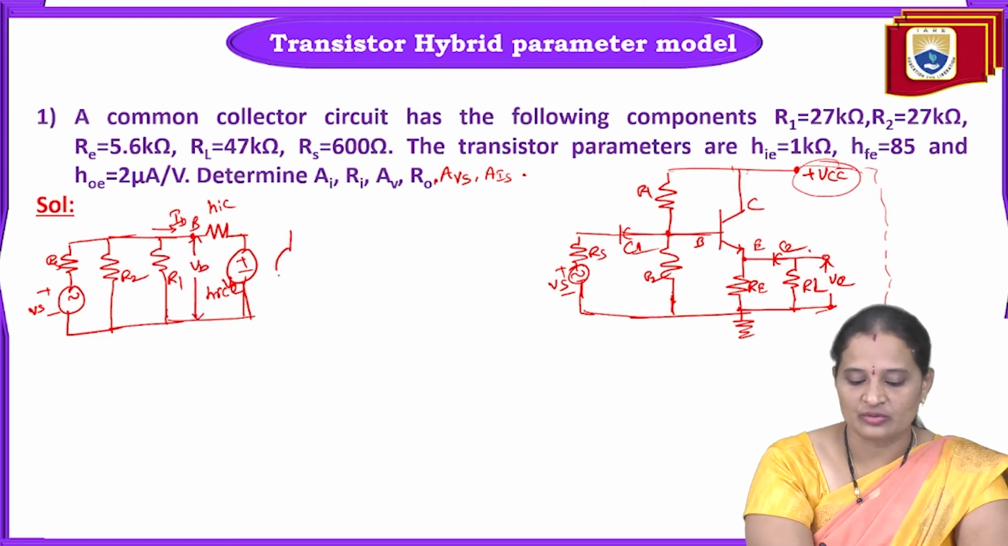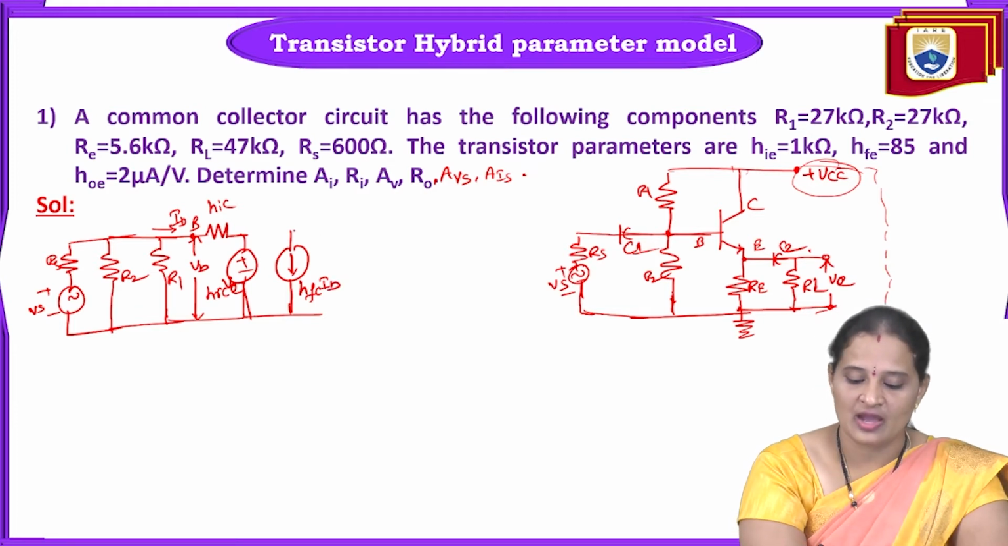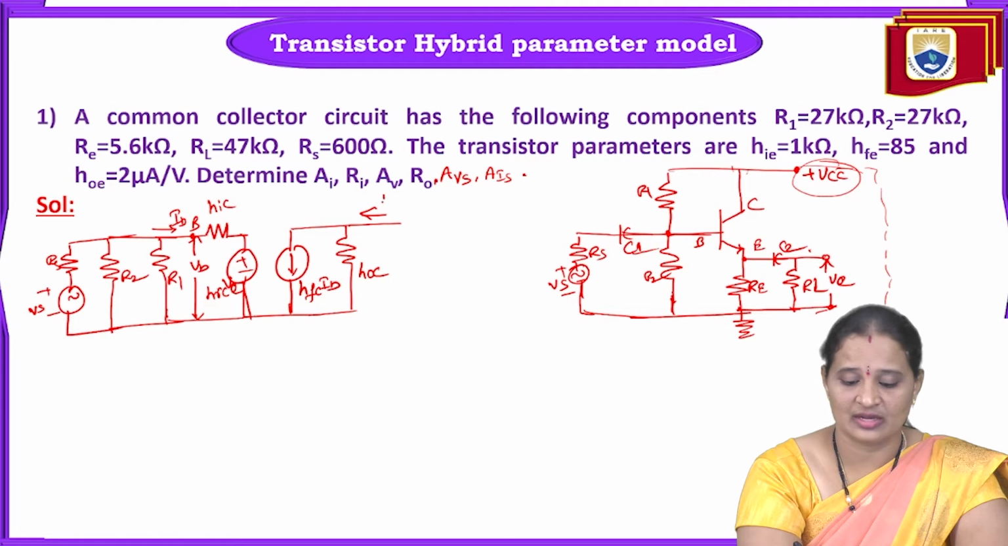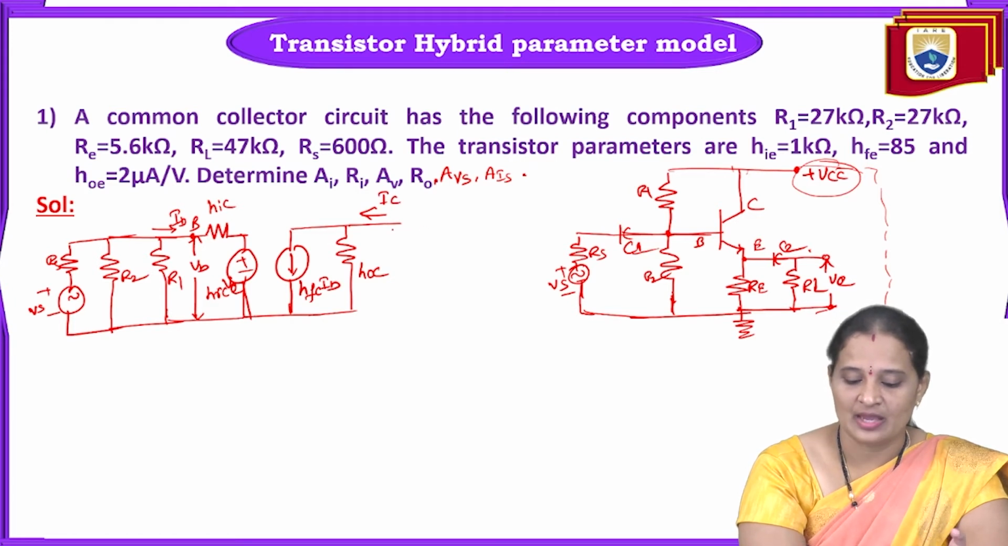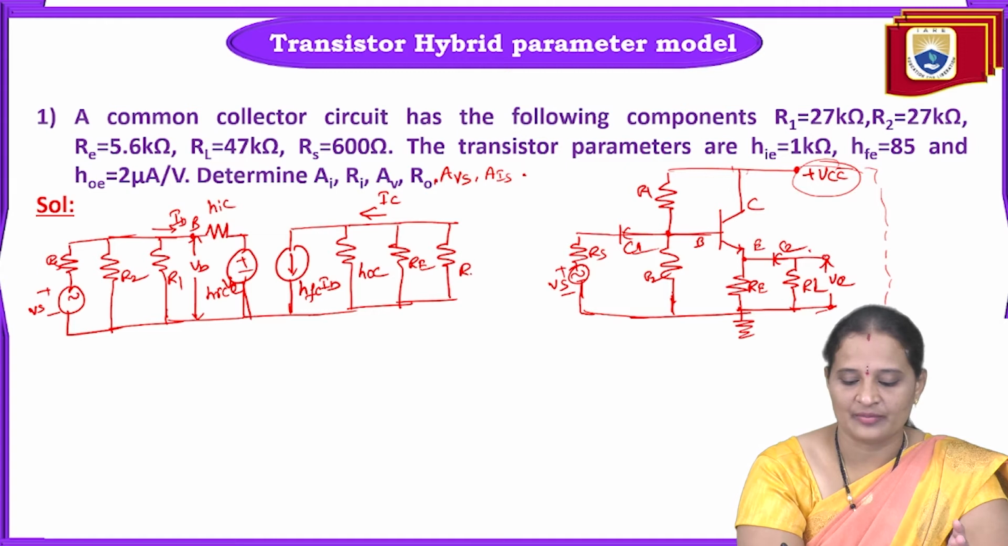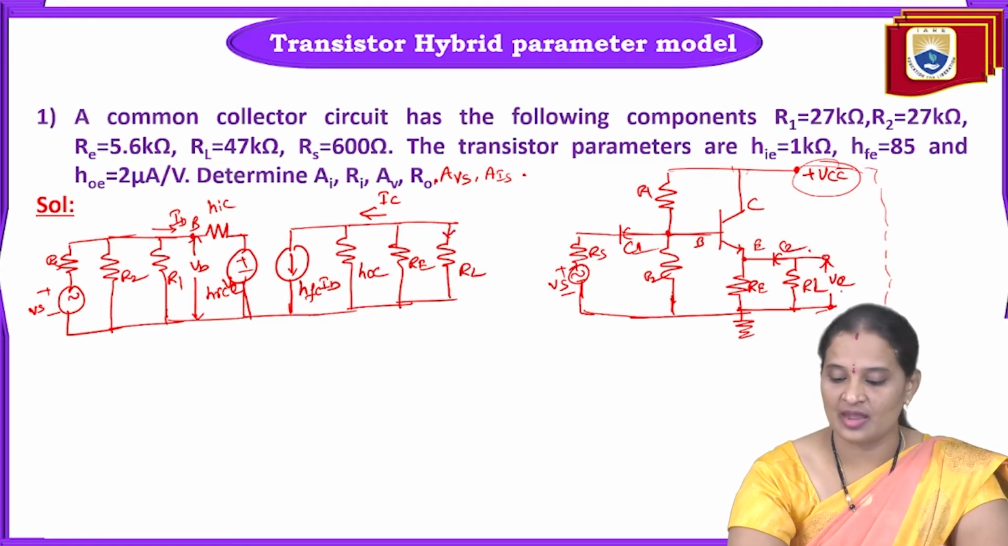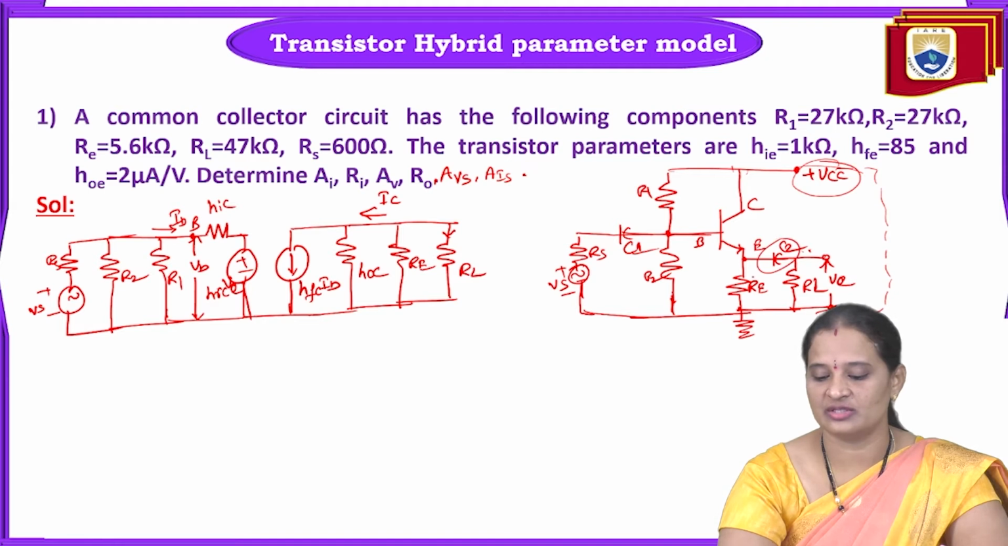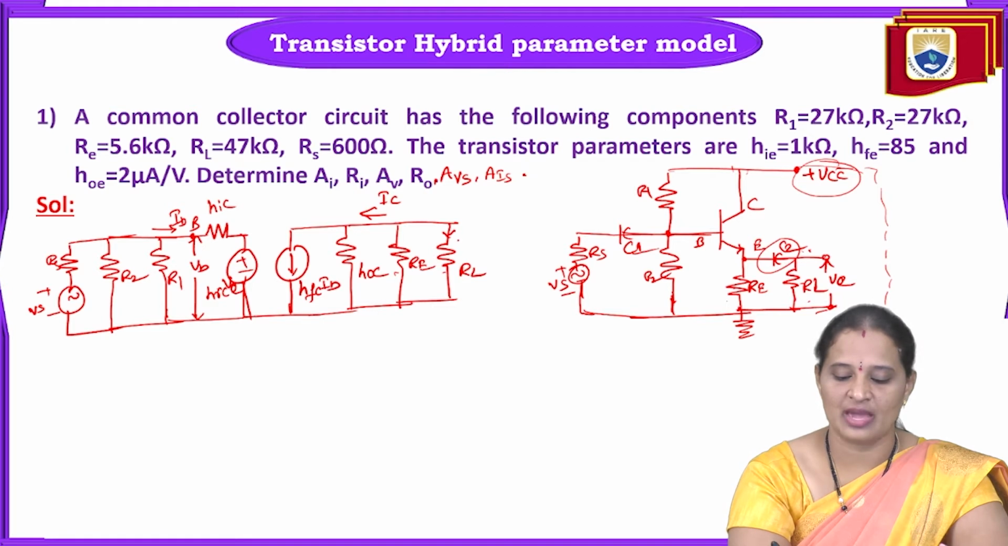Okay, and now coming to the output side, we have a current generator whose magnitude is given by HFC into input current. What is the input current? IB, and we have HOC. This is our, and then the current flowing is IC, and here we do have RE, and also we have RL. Okay. And here from the RE, if I short circuit this, then what about these two resistors? These two will be connected in parallel.